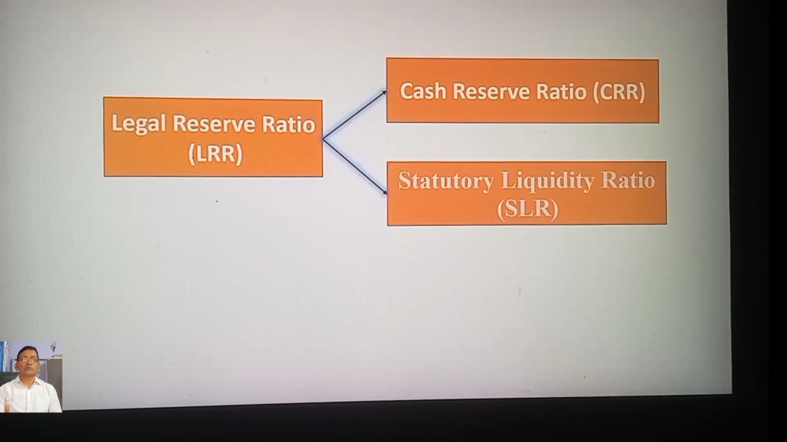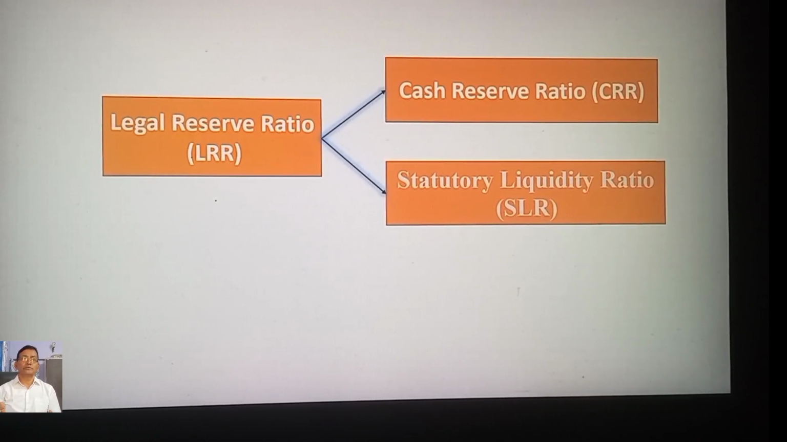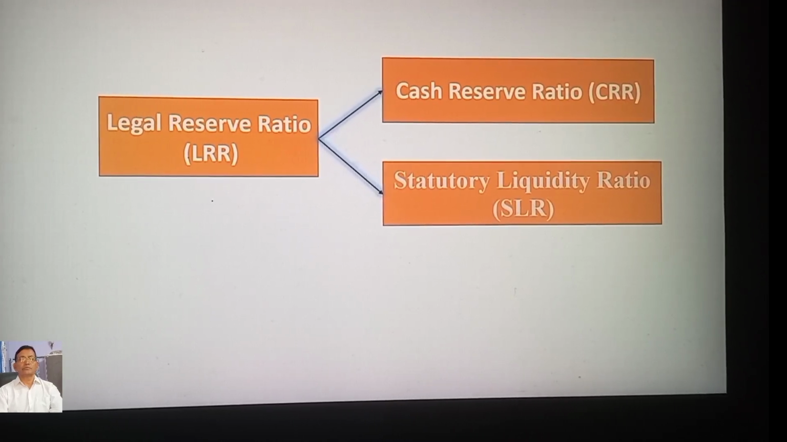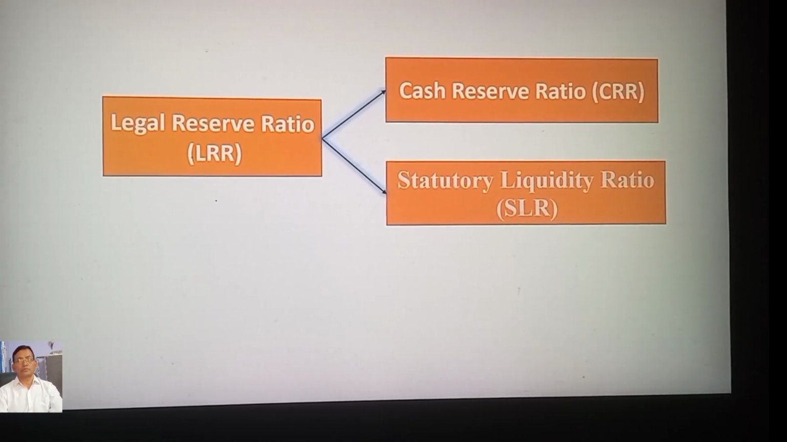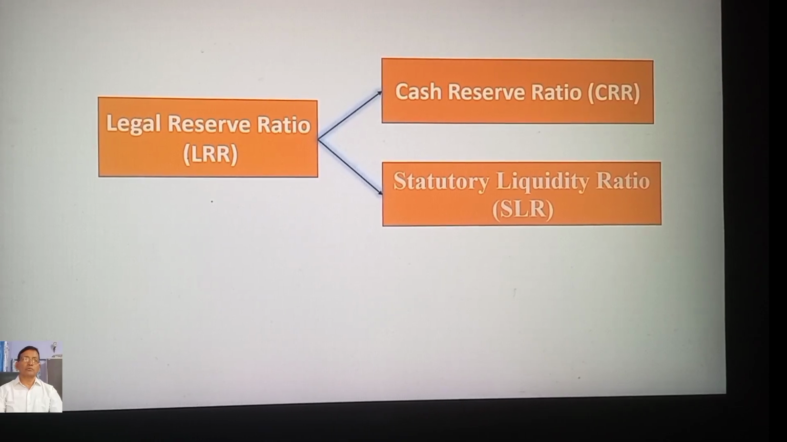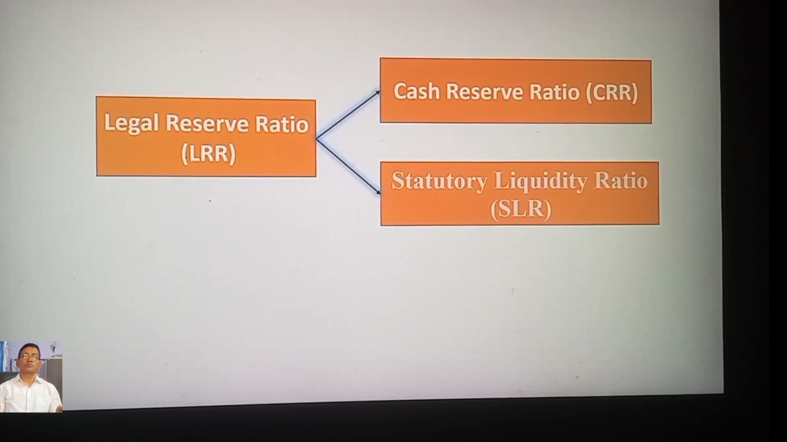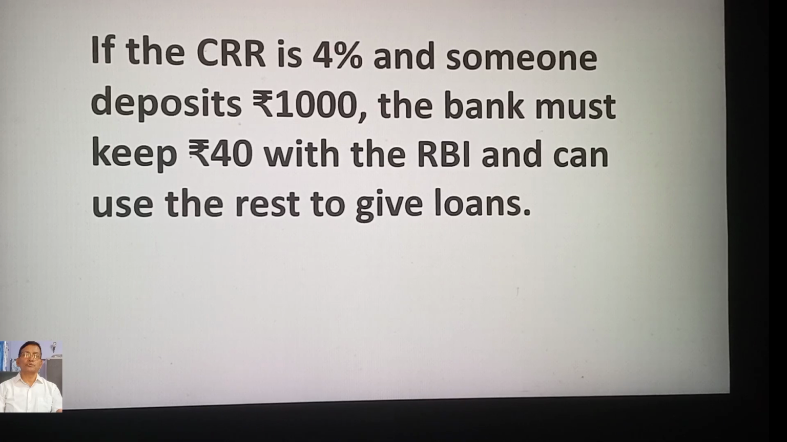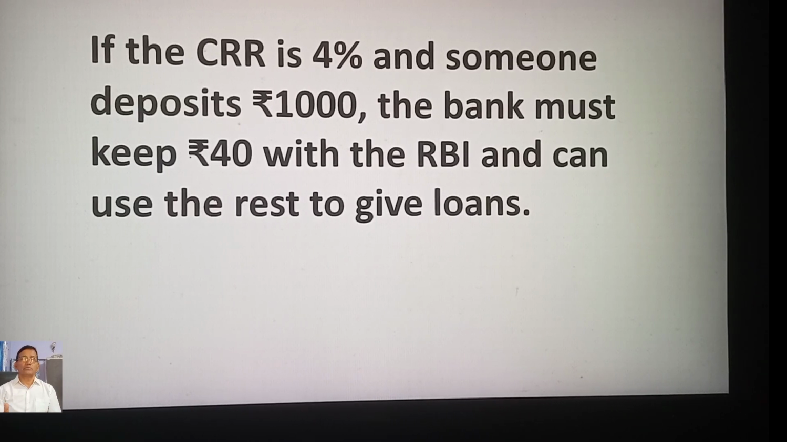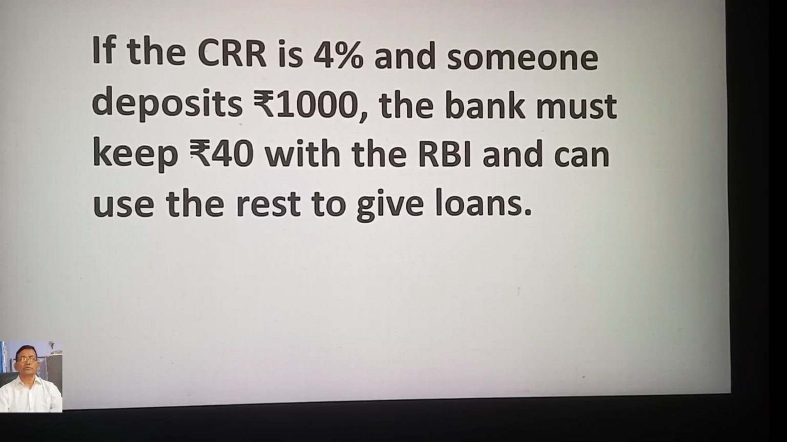There are mainly two types of legal reserve ratio, LRR. They are cash reserve ratio, CRR. CRR is the minimum percentage of a commercial bank's total deposit which they are required to keep with the central bank or the RBI. As for example, if the CRR is 4% and someone deposits rupees 1000, the bank must keep rupees 40 with the RBI and can use the rest to give loans.